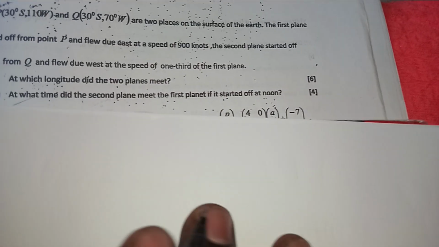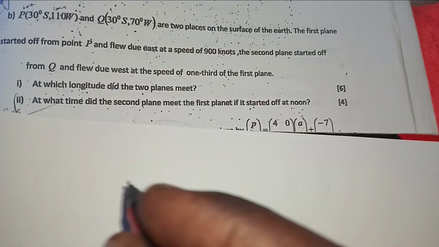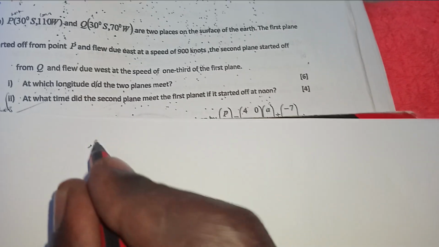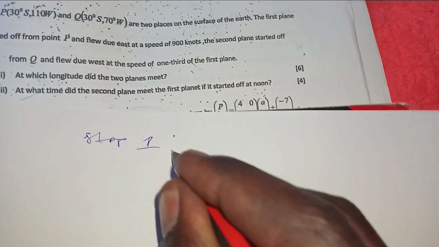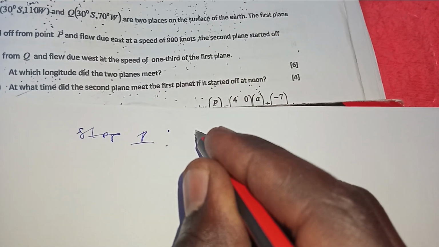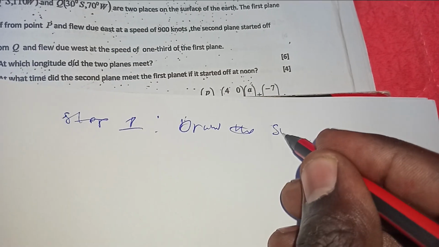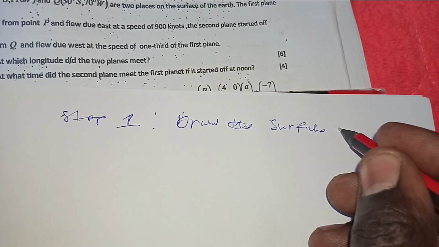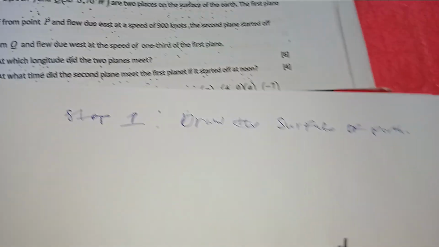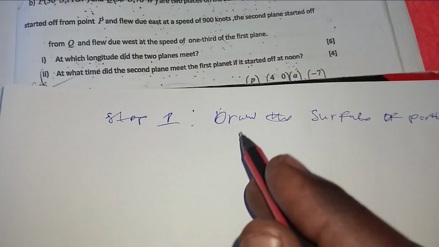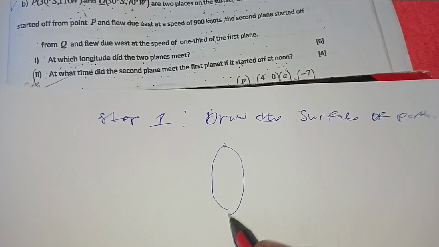So the first step is to draw the Earth. Step 1 is to draw the surface of the Earth. So assume this is the surface of the Earth.